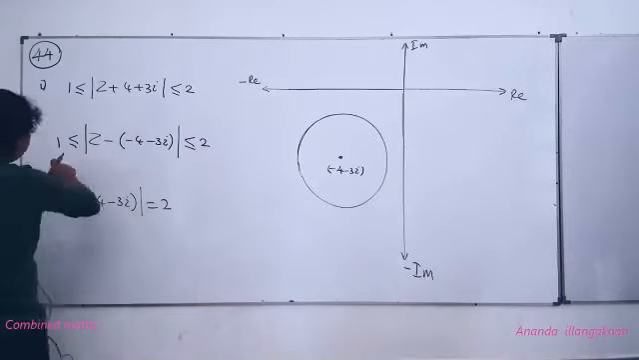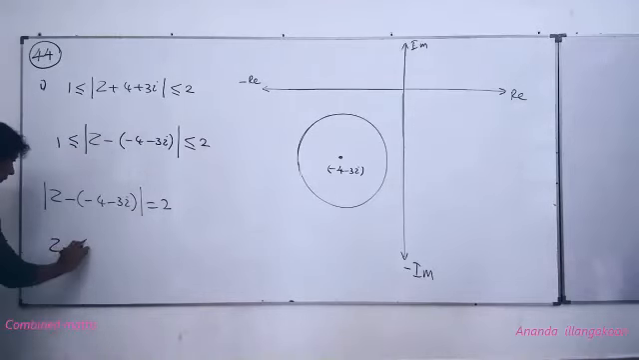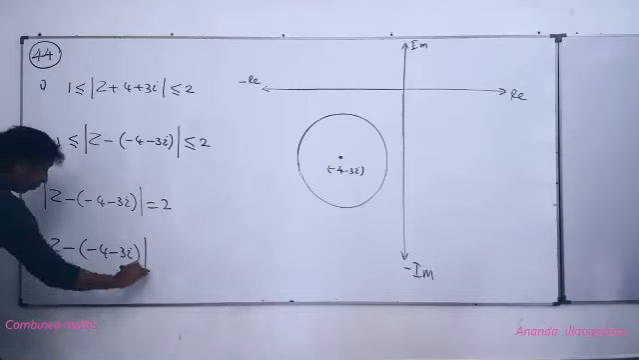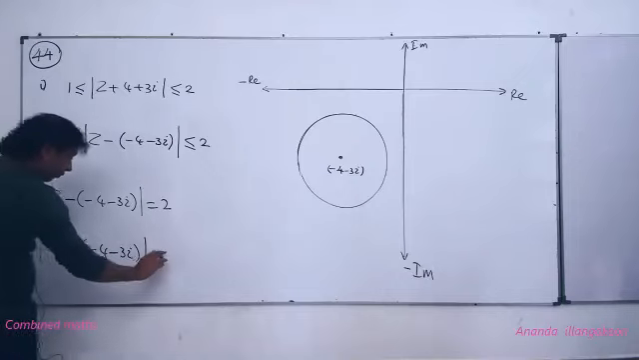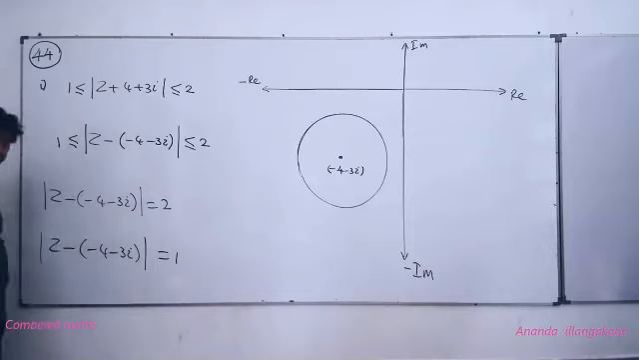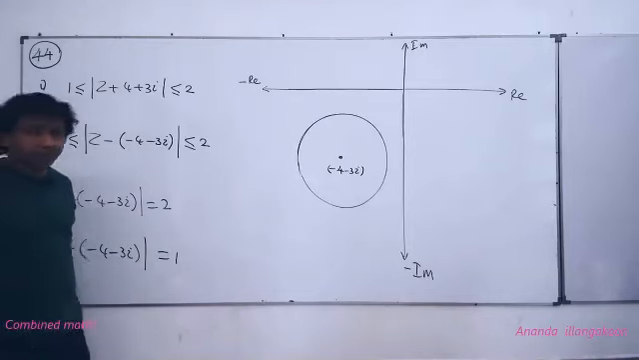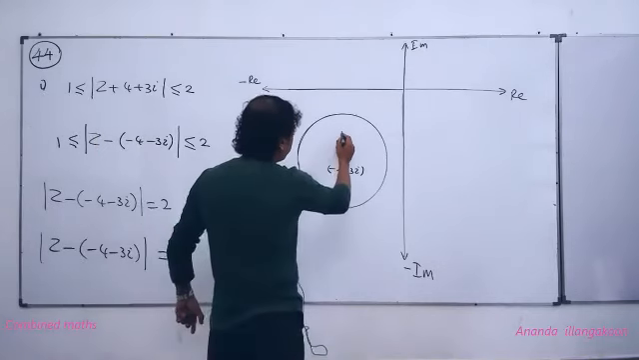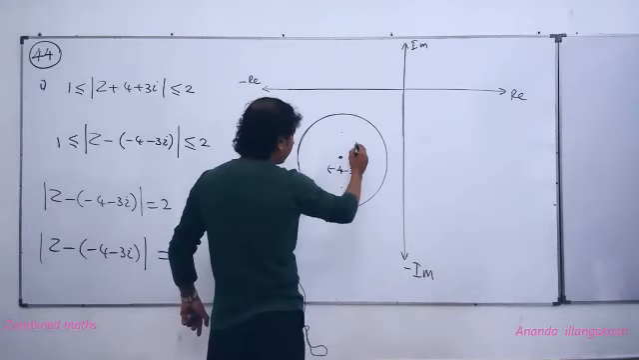Now, next one, this take. Is it modulus of z minus of minus 4, minus 3i equals 1? This one I took. What is this? The same center, but radius is 1. Like this. Same center, radius is 1.